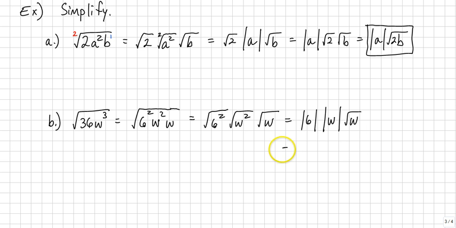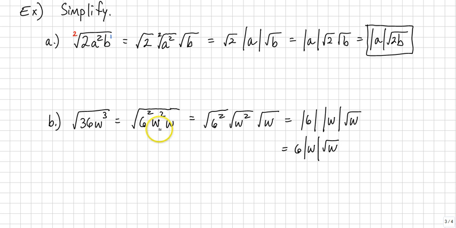And then the absolute value of 6 is 6. And then the absolute value of w, well, we'll just leave that w. And then the square root of w doesn't simplify anymore.